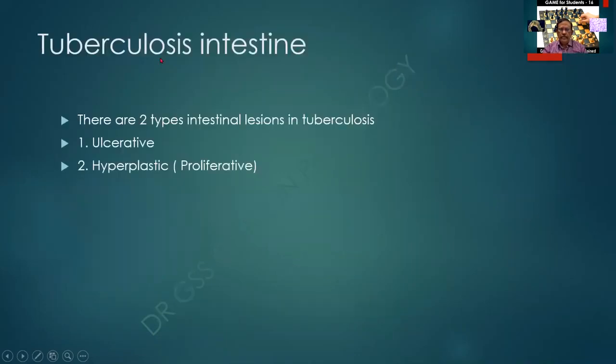Coming to tuberculosis of the intestine, there are two intestinal lesions in tuberculosis. One is ulcerative, the other is hyperplastic. Some books give a third lesion as ulcero-hyperplastic or ulcero-proliferative. But we shall remember these two for the time being: ulcerative and hyperplastic.